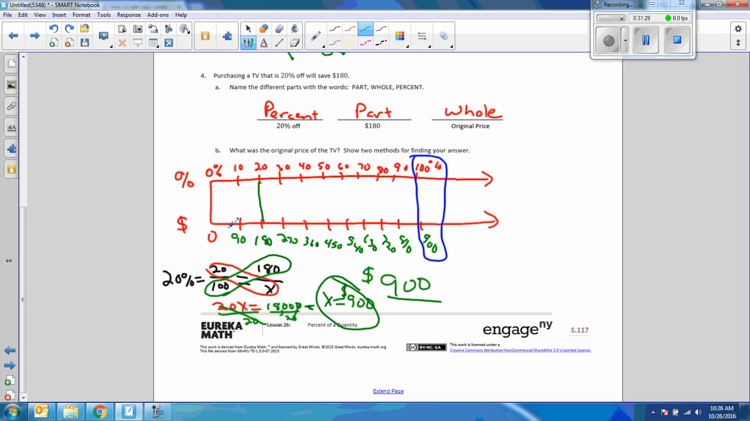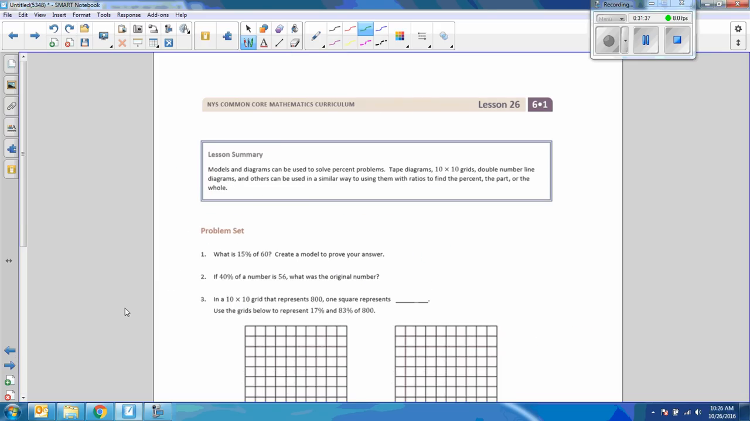Okay, so we can set it up as a proportion and solve, or we could do a diagram. The lesson summary says models and diagrams can be used to solve percent problems. Tape diagrams, 10 by 10 grids, double number line diagrams, and others can be used in a similar way, using them with ratios to find the percent, the part, the whole. Okay, so that was a fairly lengthy lesson. Go do your problem set.